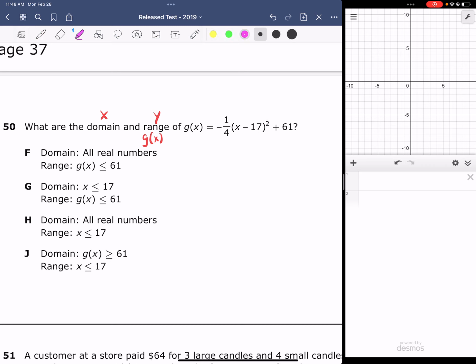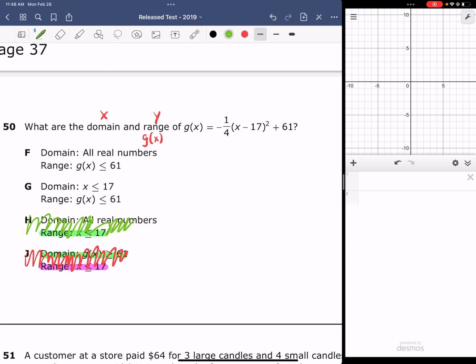Take your eyes to answer choice J. We see here a range that involves x and a domain that involves g of x. That has them mixed up and therefore cannot be the correct answer. Everything else looks good except for letter H. You'll notice that in letter H, we also have a range that says x in it, and so therefore that cannot be correct either.